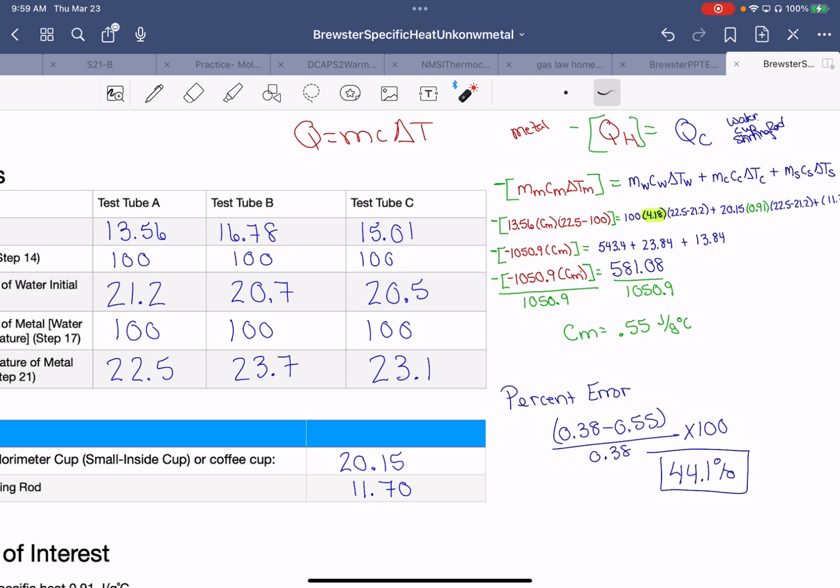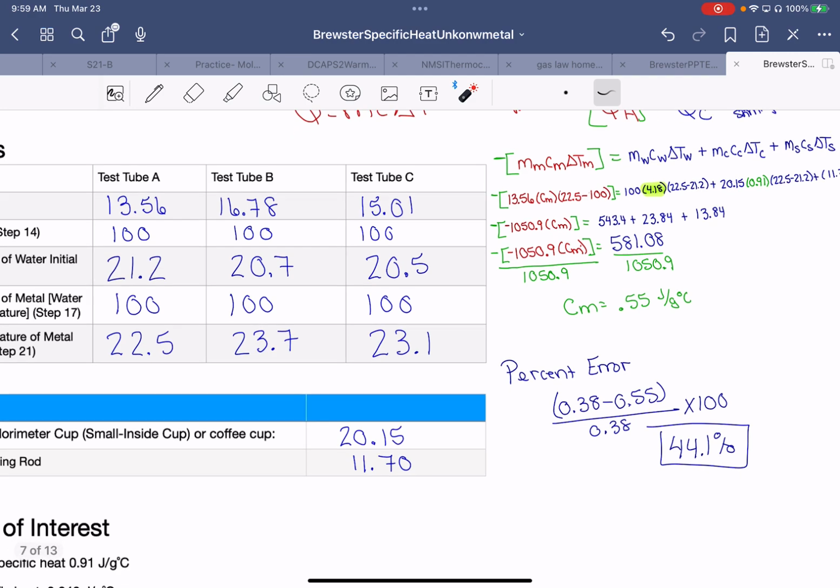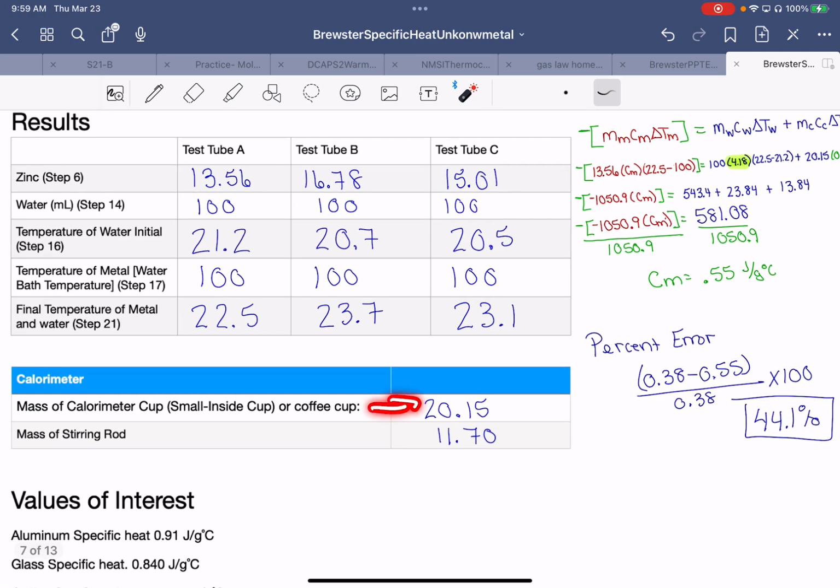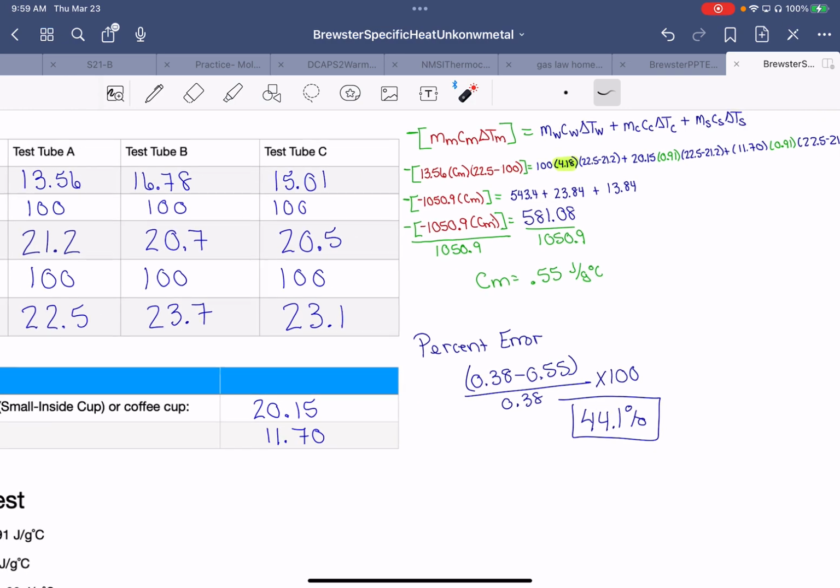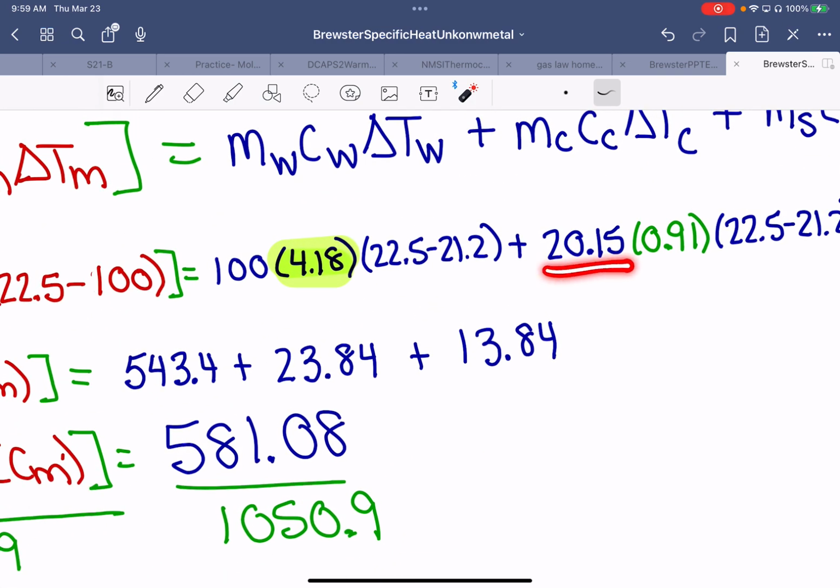Now I need to include my cup. So this is where these numbers down here come into play. For my cup it is 20.15, so I'm going to put that number in. Everyone's going to use this 0.91.